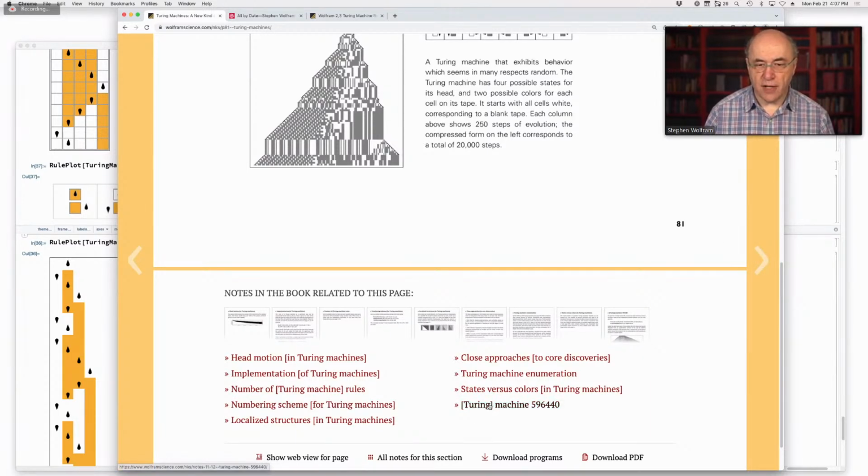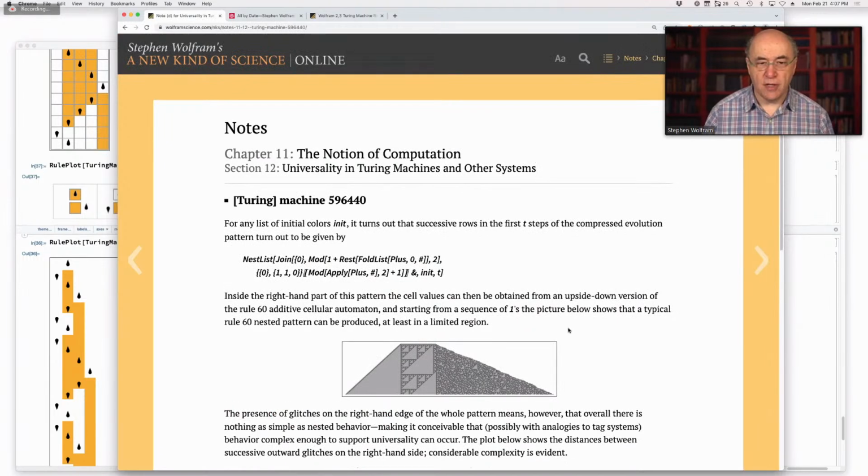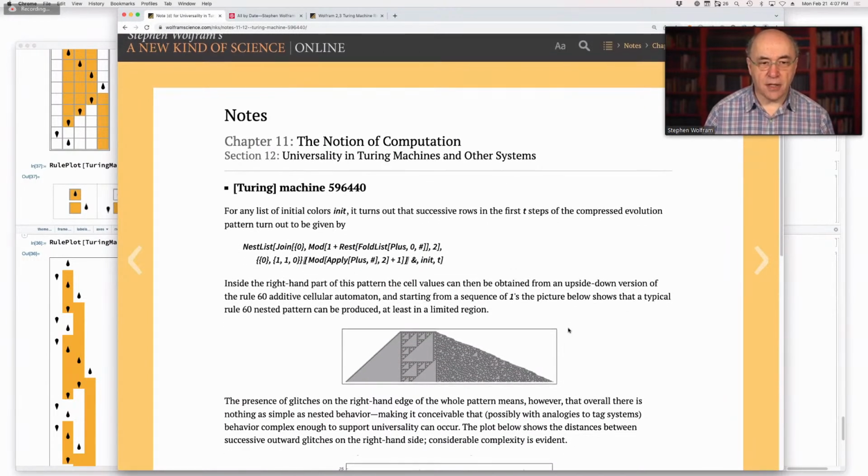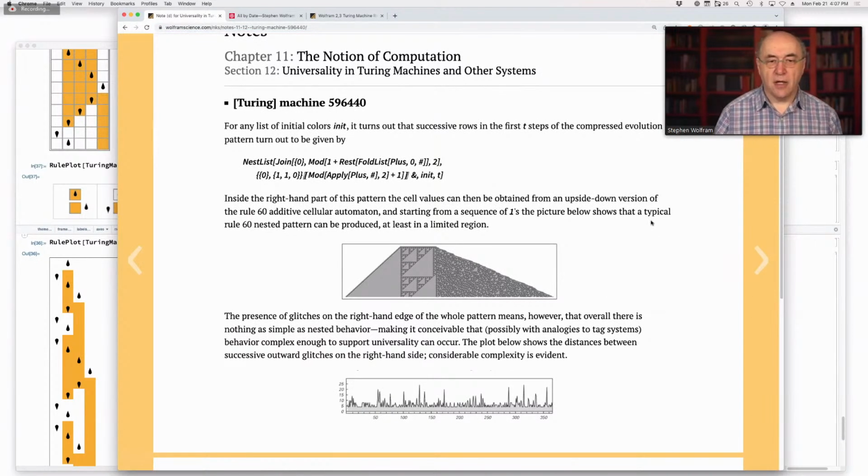Turing machine 596440. I think this is this Turing machine. Yes. And oh my gosh, these things get so complicated. This thing has a nested pattern in some part of the region. In the compressed evolution, some part of it is nested with some quite complicated function. The first T steps of compressed evolution are given by this complicated piece of recursive code. Then it says the glitches on the right-hand side have this pattern.